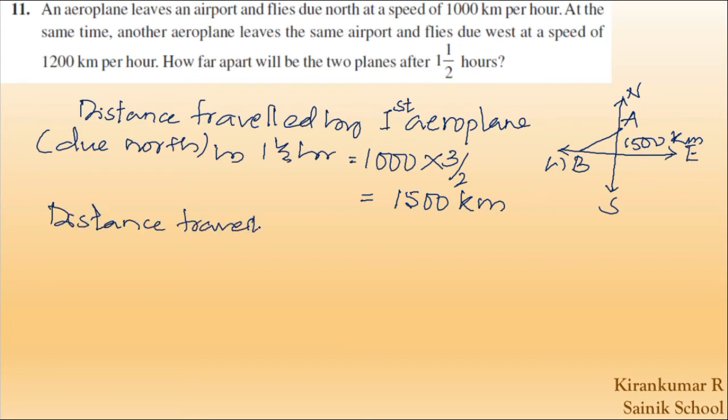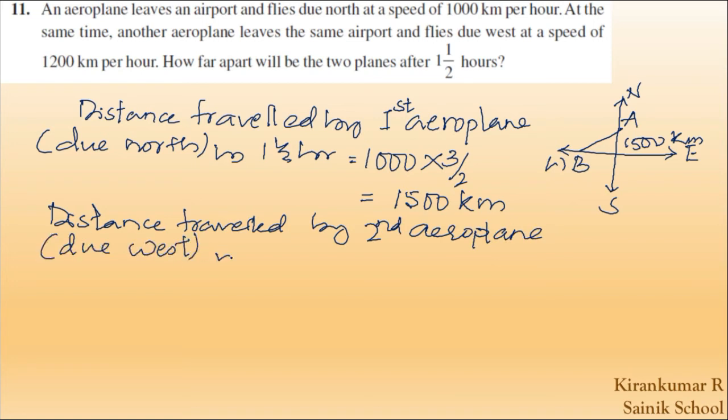and the distance traveled by second aeroplane due west in 1.5 hour is 1200 to be multiplied with 3 by 2. We get it as 1800 kilometer. So this distance is 1800 kilometer. We need to find out the distance of AB.